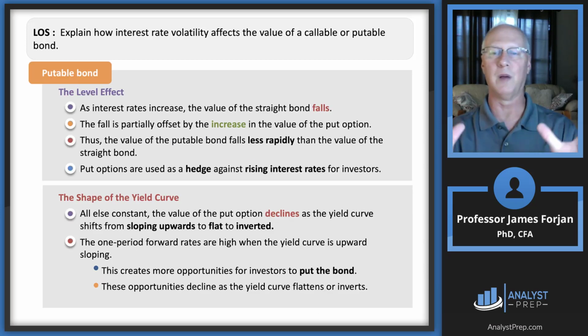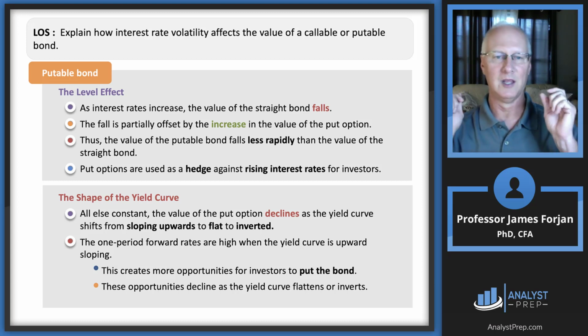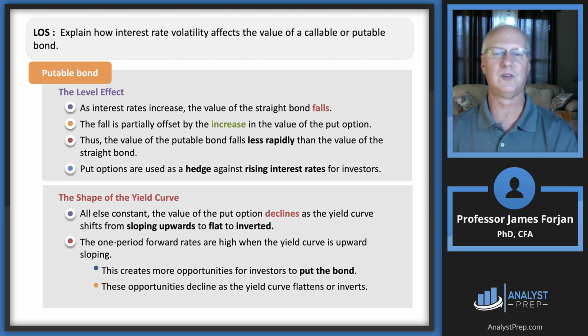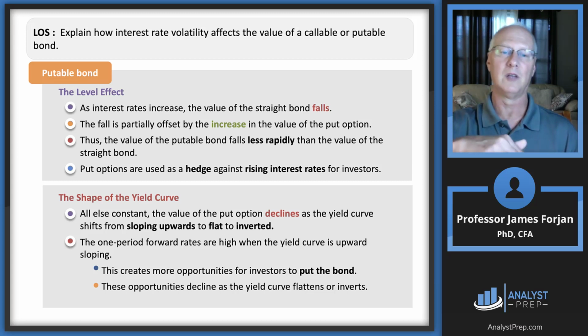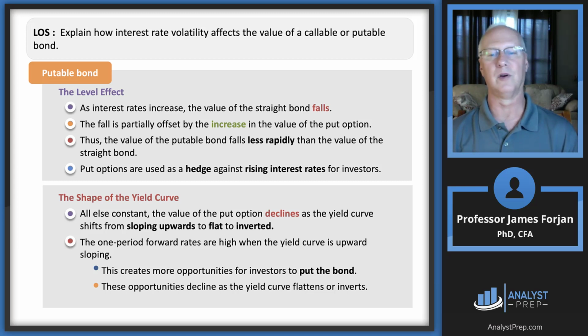All right, so those are probably two really important statements to memorize so that when you get to the question stem and you're reading the vignette, somebody inside of that vignette is going to make a comment. And that comment is going to be one of those two sentences. You'll either have to agree or disagree with it. And then as for the shape of the yield curve, the value of the put option declines as the yield curve shifts from sloping upwards to flat or inverted. That makes sense.